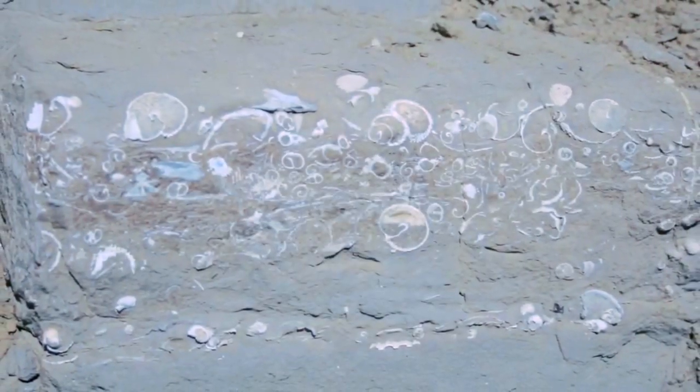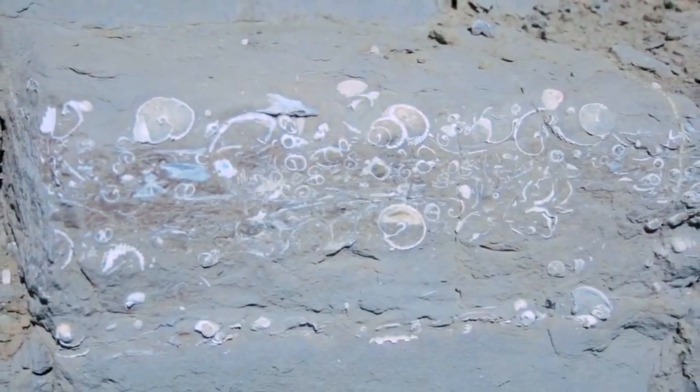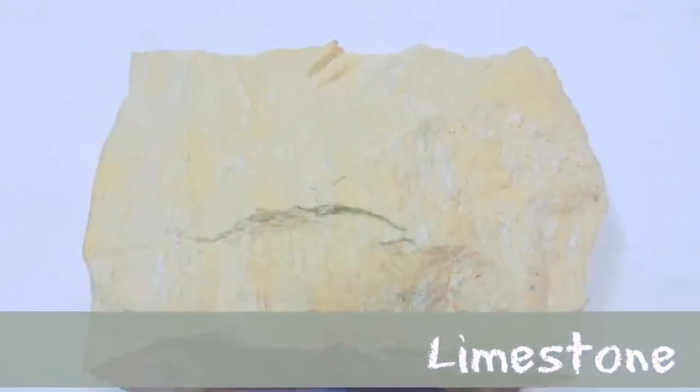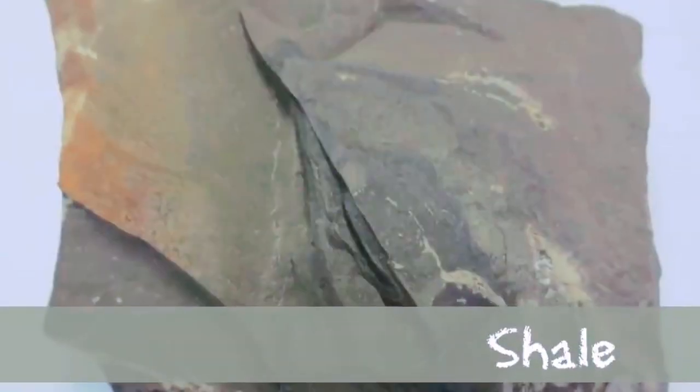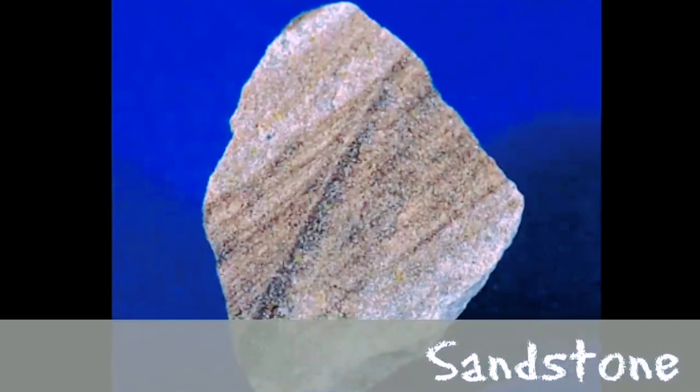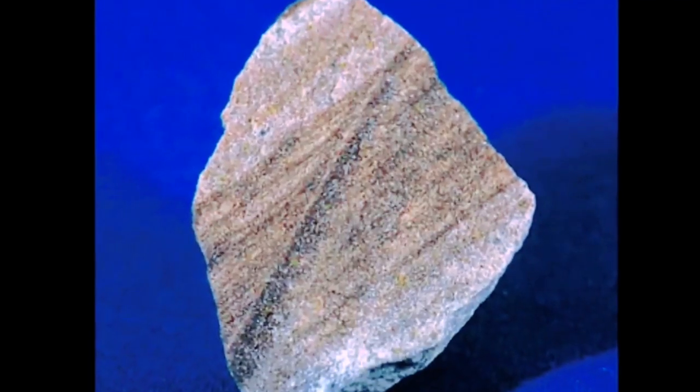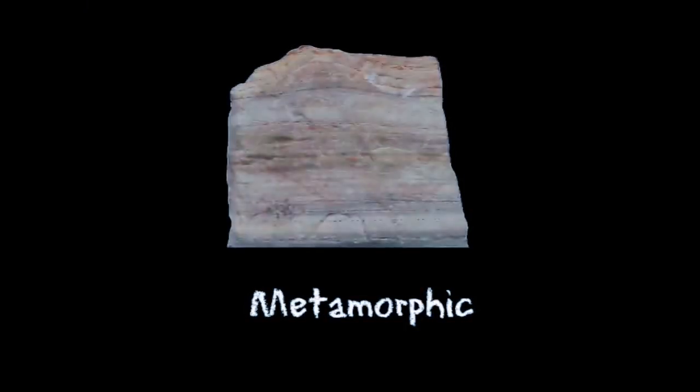Sedimentary rocks are the types of rocks in which fossils may be found, since the process of forming sedimentary rocks can preserve plant and animal remains that are deposited into the sediment layers. Some examples of sedimentary rock are limestone, shale, and sandstone. The third type of rock is metamorphic rock.